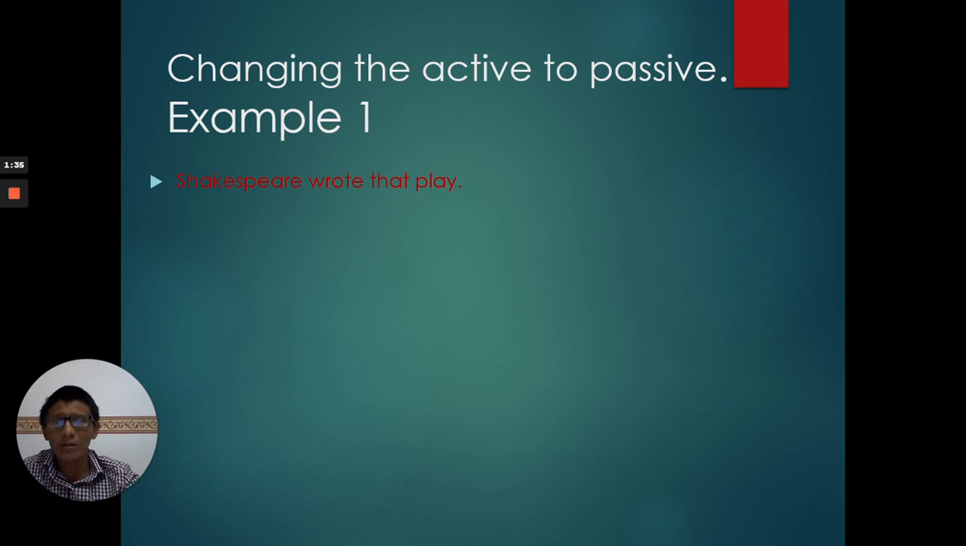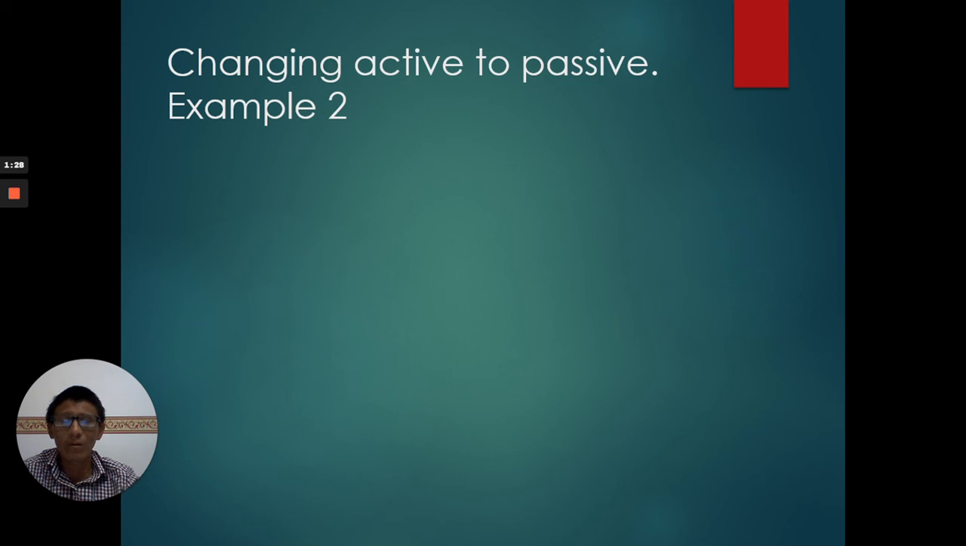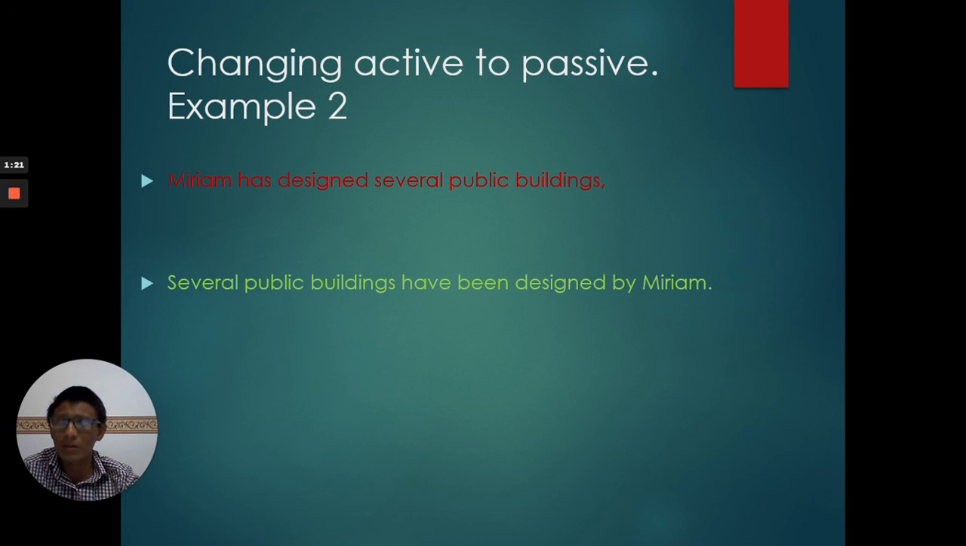Now we are going to change the active to passive voice. Example number 1. Shakespeare wrote that play. And then we have the sentence in passive voice. That play was written by Shakespeare.